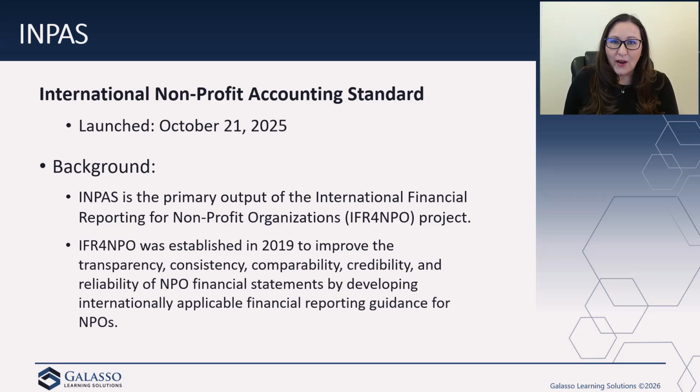A little bit of background: INPAS actually came as the primary output from the International Financial Reporting for Nonprofit Organizations, or the IFR for NPO. You've probably seen that acronym because they were established in 2019, and their whole idea was, how do we bring consistency, comparability, transparency, reliability, credibility, all these "ability" words to the nonprofit world and those financial statements.